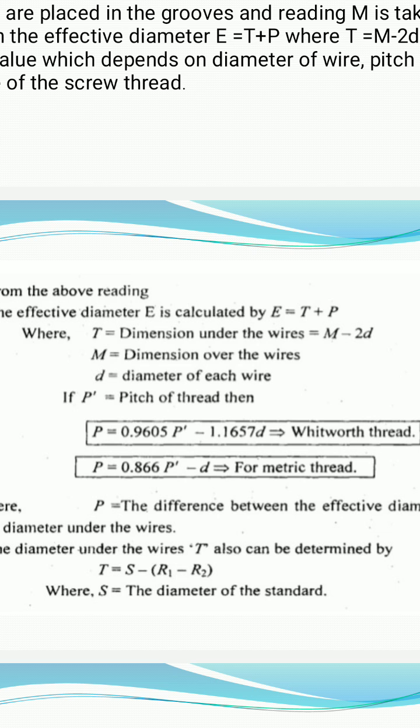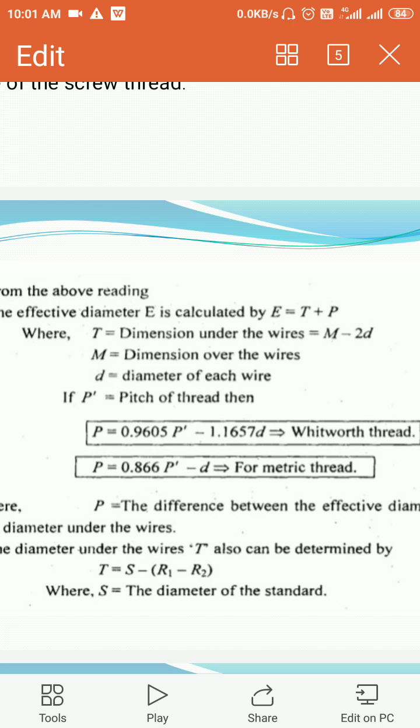M is the dimension over the wires. D is the diameter of the best wire, which is given to us. P dash is the pitch of the thread. This we know. So from the pitch of the thread we calculate capital P. Capital P is equal to 0.9605 times P dash for Whitworth thread, and it is equal to 0.86 times P dash for metric thread. So using this formula we calculate capital P, we know T, and we can calculate the effective diameter of the screw thread. This is how we calculate the effective diameter of the screw thread.